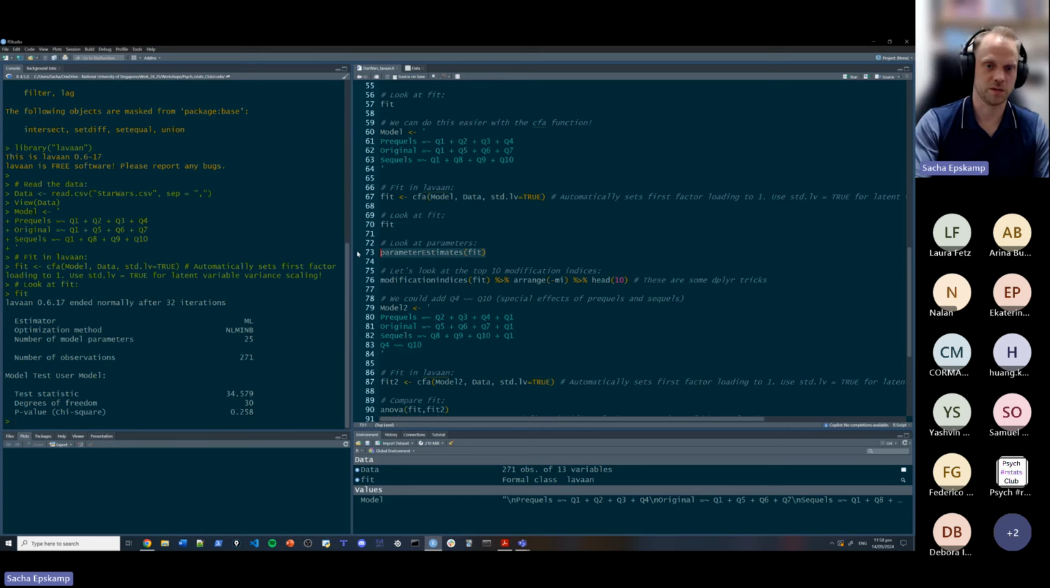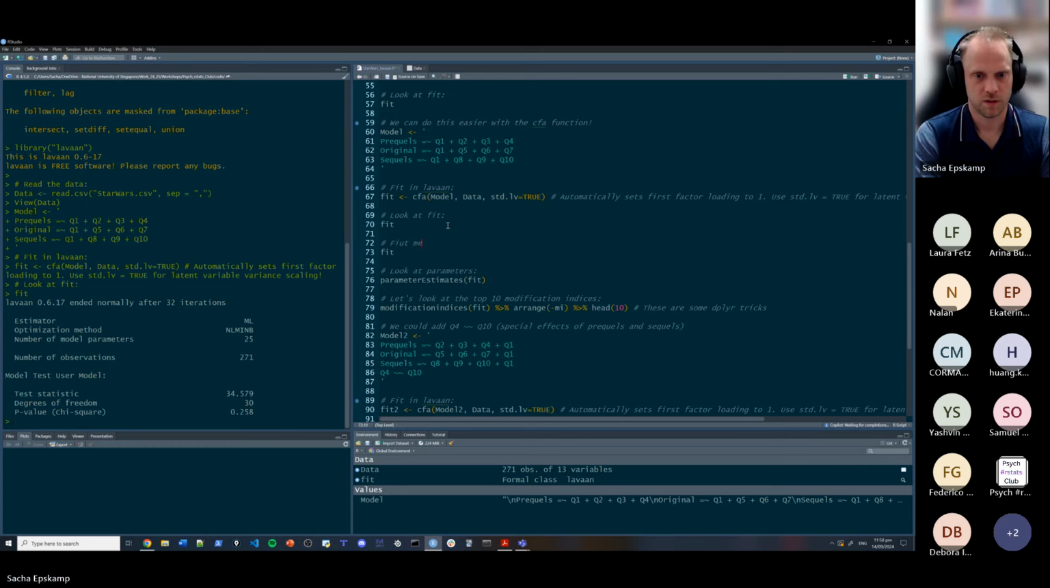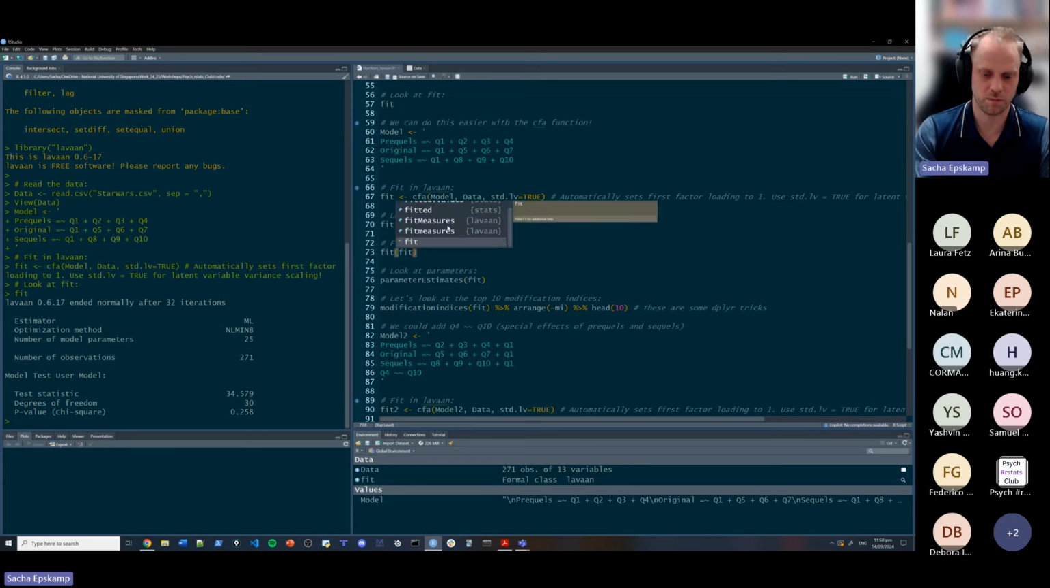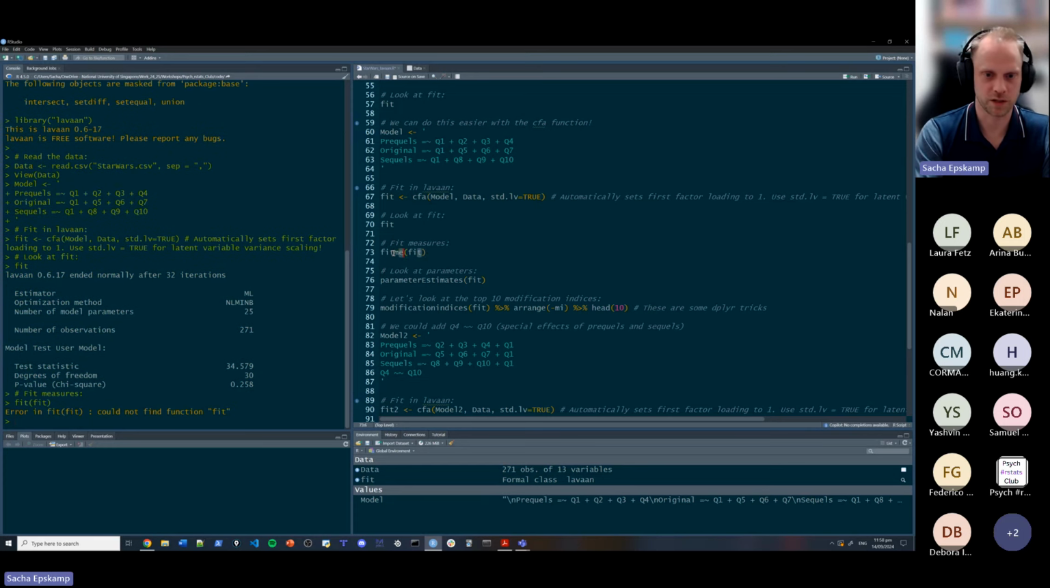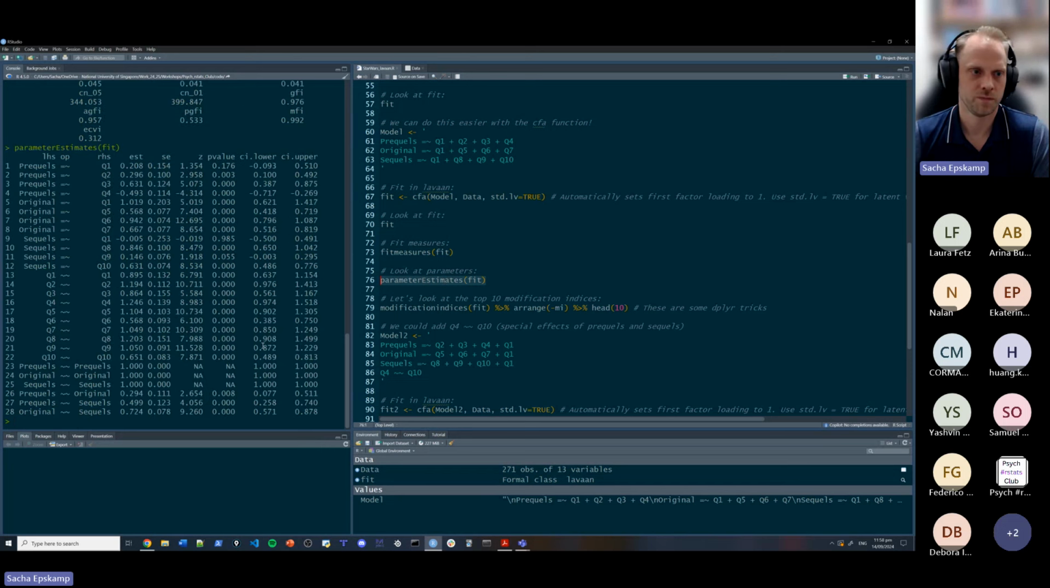Then this function here says we can actually look at the fit measures as well. We don't have to in this case because the model fits perfectly, but we can do it. Sorry, fit measures is the function. And I get all this stuff like RMSEA, RNI, NFI, TLI, RFI, CFI, all this stuff. Lots of information. I look at the parameter estimates with this function here. And I get this nice table with all the estimates.